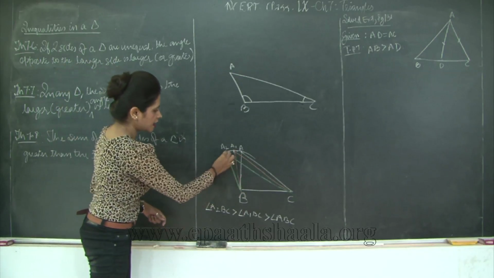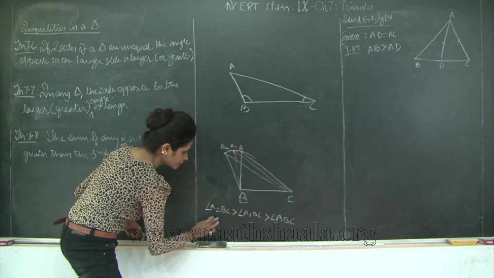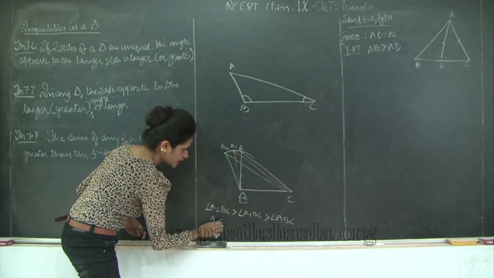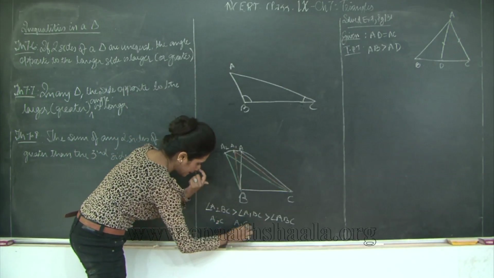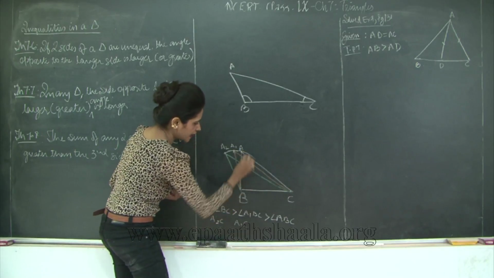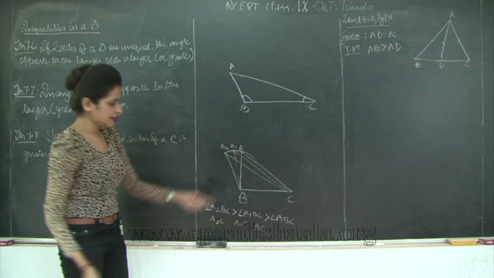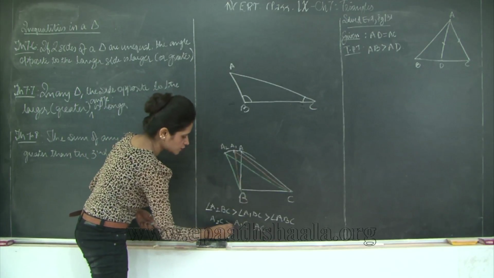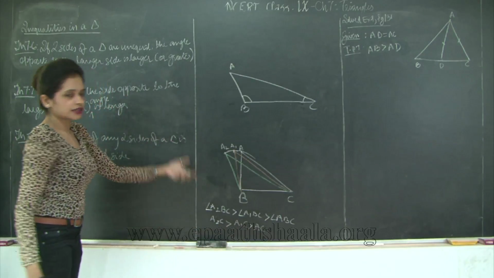Now the side opposite A2BC is what? A2C. The side opposite A1BC is what? A1C. And the side opposite angle ABC is AC. What can you say about these sides? A2C is greater than A1C, which is greater than AC. Correct? So this theorem is proved.